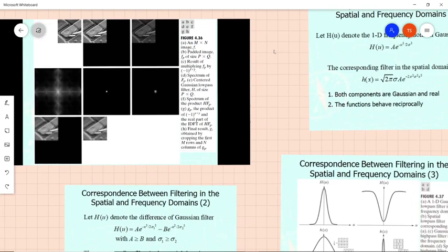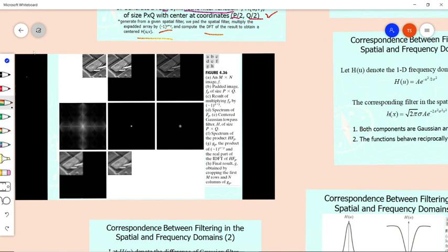Now I'll show you an application example with images. This is the original image. This area is occupied by the M by N size image f, then the padded image of size P by Q, where this area is padded with zeros. Then the result of multiplying by minus 1 to the power x plus y, and after multiplying, this is the output. Then the spectrum of f_p is generated. After generating the spectrum of f_p, a centered Gaussian low pass filter H of size P by Q is generated.